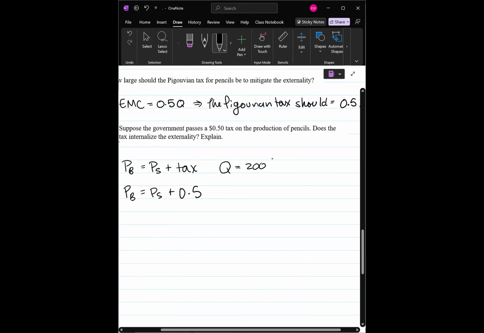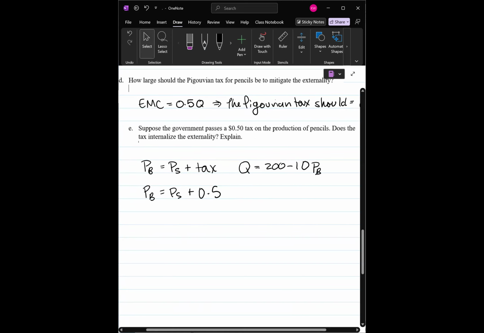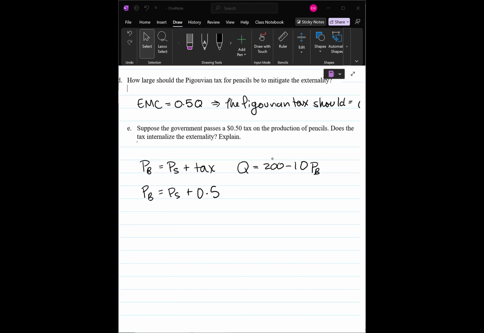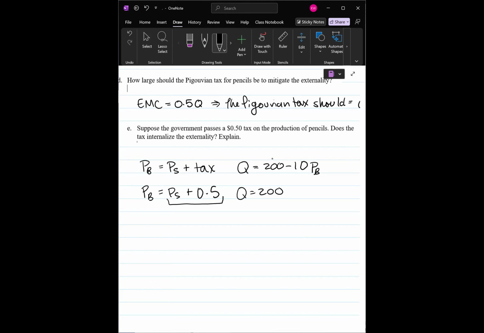Demand is given by 200 minus 10 times the price. And in this case, it's the price that buyers pay since it's a demand curve. And we can go ahead and recognize that we have the price that buyers pay in terms of the price that sellers receive. So we can go ahead and substitute there. So we'll have quantity equal to 200 minus 10 times the price that sellers receive plus 0.5. That's going to give us 200 minus 10 times the price that sellers receive minus 5. Simplifying further, we get then 195 minus 10 times the price that sellers receive.